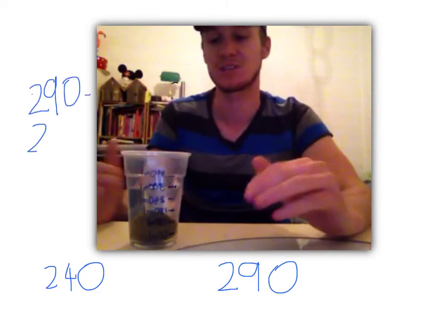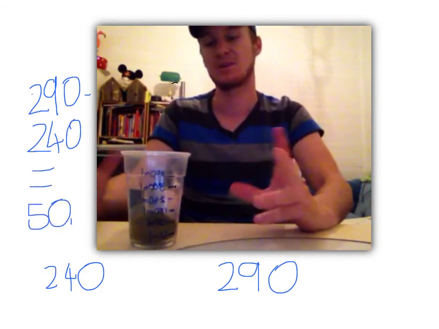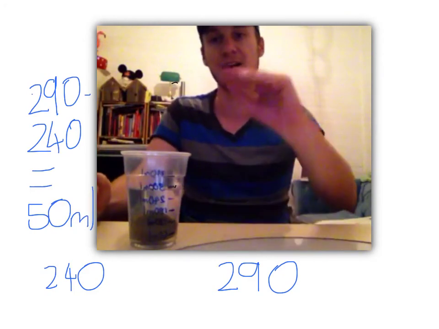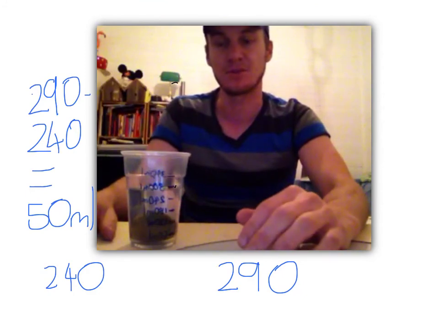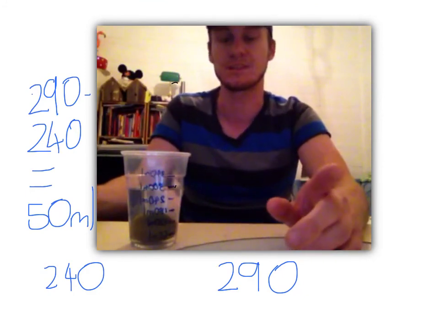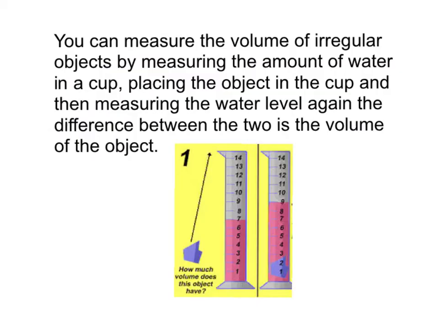So you could use this with lots of different irregular shapes, and you have to measure the volume before you put in the object, and then you measure it afterwards, and then you subtract the difference, and that is the volume of your object. So I hope that's given you a better idea and an understanding of what water displacement is.